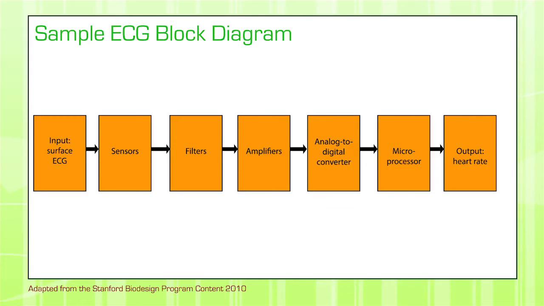In this case, there is an input for the ECG, the electrocardiogram. There is an input, there are sensors, there are filters, there are amplifiers, there is an analog to digital converter, there is a microprocessor, so a computer, a brain that processes this, and an output, which can be a screen. And the process of how the device works has to go in the sequence that you're describing in the block diagram.